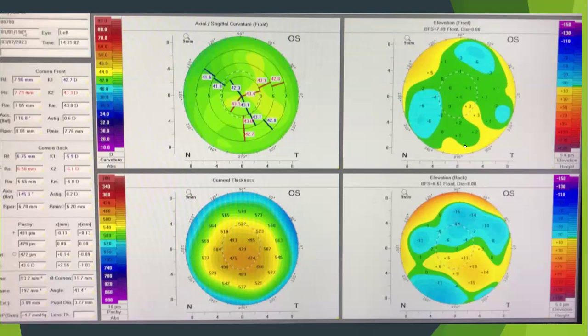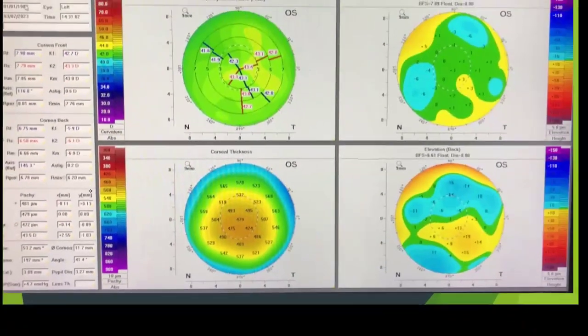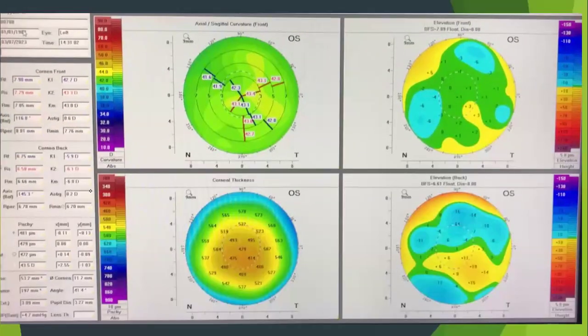Ma'am, in this case, the y coordinate is 0.0, minus 0.89. Minus 0.89. So it is normal? No, it should be less than minus 0.5. Had it been minus 0.4, it would have been normal. Had it been maybe minus 0.3, it means it was close to the apex, but it is minus 0.89. It's quite displaced. Thinnest area is displaced inferiorly.